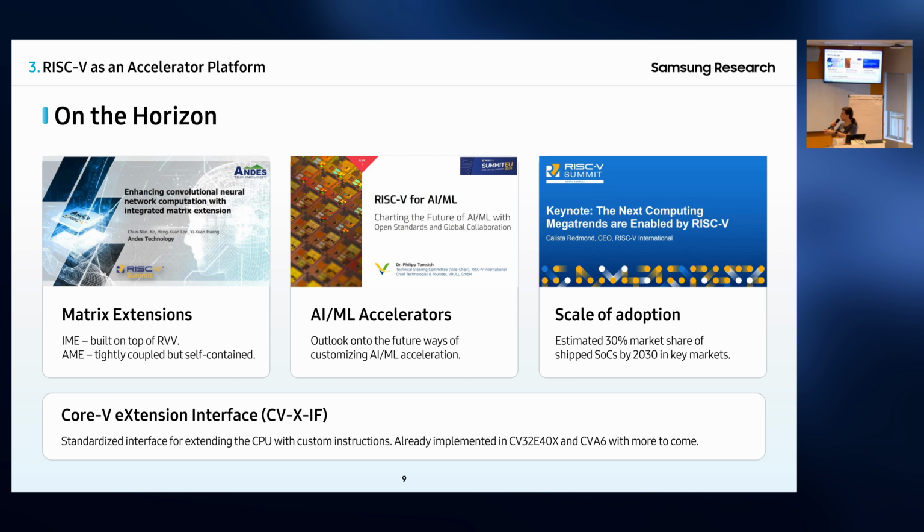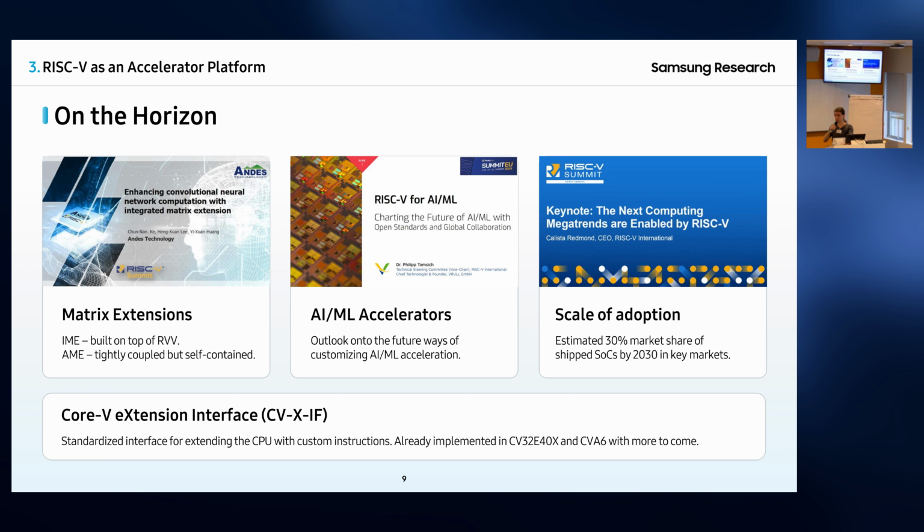So for example, CV32 and CVA6 already have it. So let's say you created your custom accelerator, you tested it with CV32, but then you say, yeah, I think I need a bigger core, for example, to do some more application level stuff. Then you can simply, I mean, that's the idea, exchange CV32 with CVA6. And I can see there's a lot of cores which are starting to implement CVX in future.